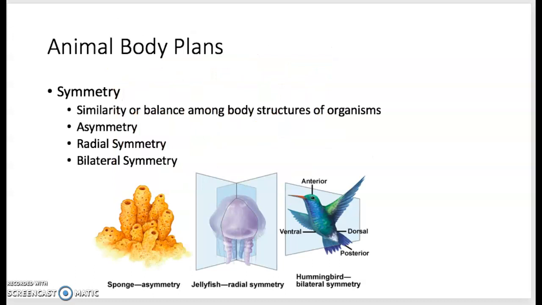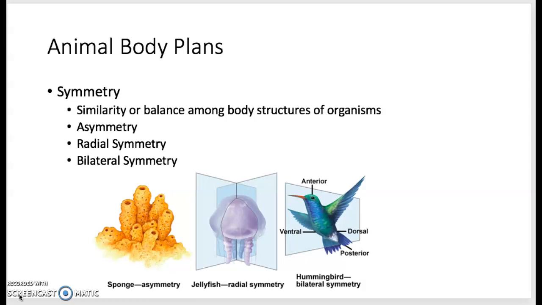Okay, so now we're talking about symmetry. It's a similarity, or basically a balance of an organism, so usually in body structure. So asymmetry just means it's kind of like all over the place. It's not necessarily organized. It's just a mess. It's not going to be a direct reflection of the other side.